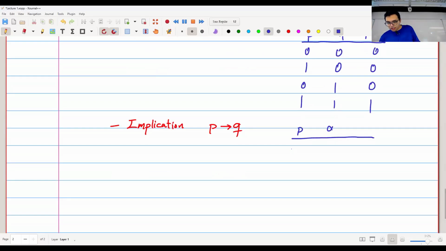So I have P, Q, P implies Q. Again, 0, 1, 0, 1, 0, 1. So let's look at the last case first. In this last case, the premise was true, so P is true, and the conclusion is also true. So I promised to you that if P holds, then Q holds, and I kept my promise. So in this case, P implies Q will also be true.